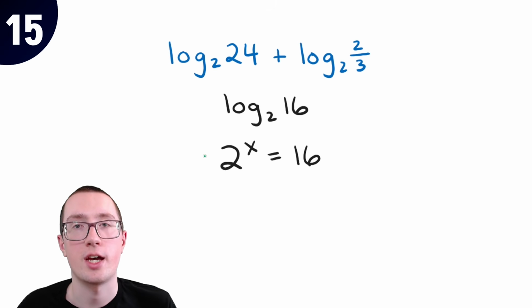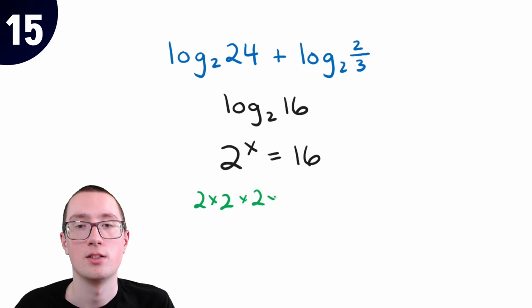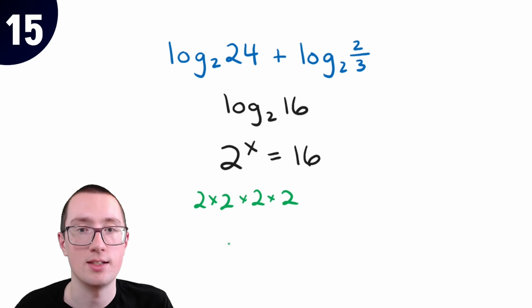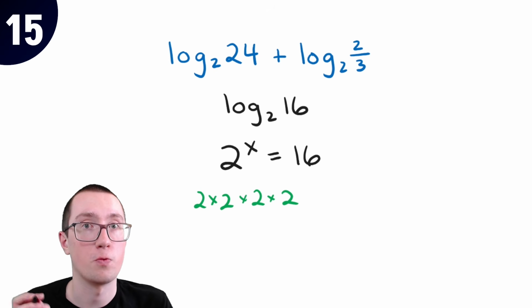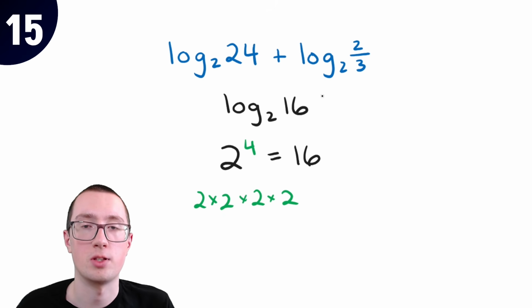Well, an exponent is just how many times you have to multiply 2 by itself to get 16. So 2 times 2 is 4, times 2 is 8, times 2 is 16. So we have to multiply 2 by itself 4 times to get 16, which means that this missing number here is the number 4. And that actually is the answer to log base 2 of 16. The log base 2 of 16 is equal to 4.